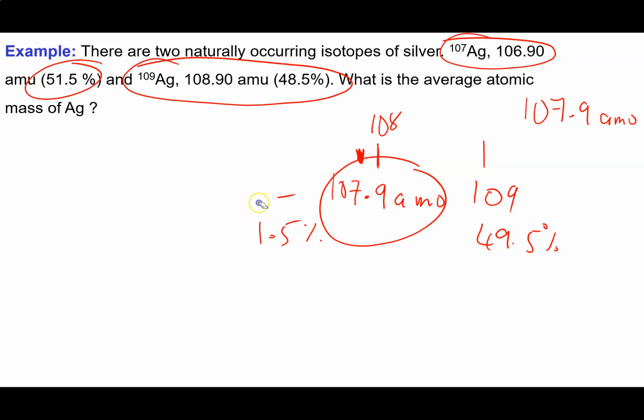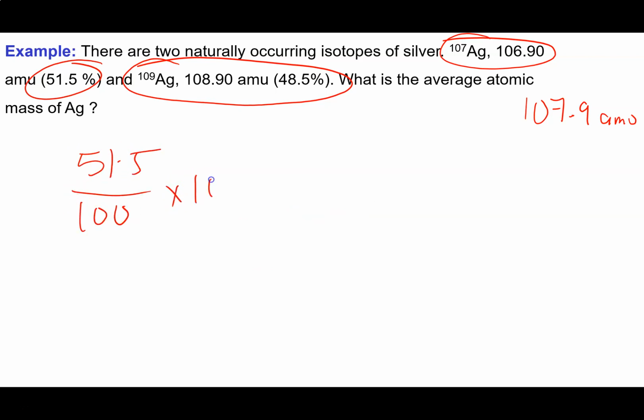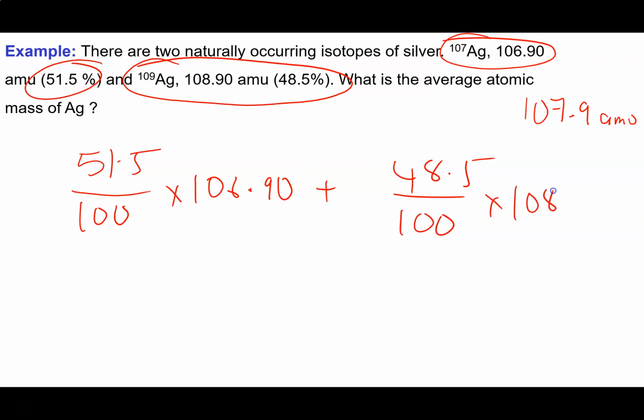All right. Now let's do the math properly. It's always good to eyeball it first, and then you know if you've made an error or not when you get your final answer. So we've got to do the percent abundance of the first isotope divided by 100 times its mass, plus the percent abundance of the second one times its mass, and we're going to get our answer. Here we go.